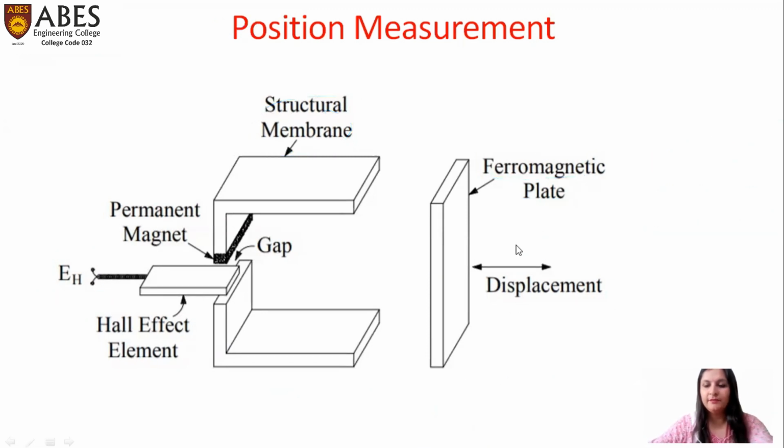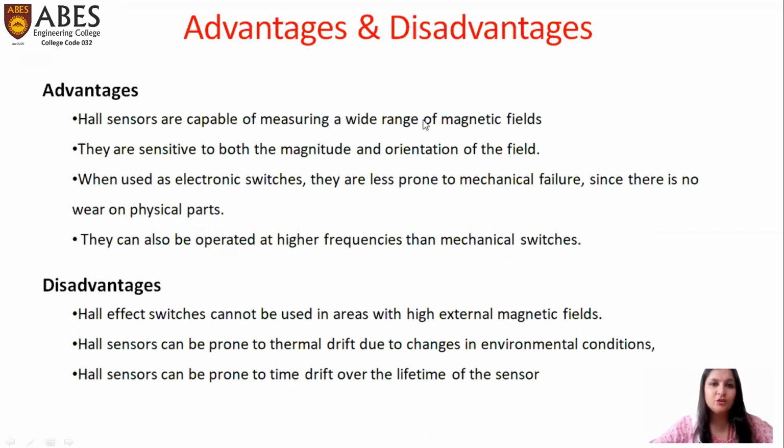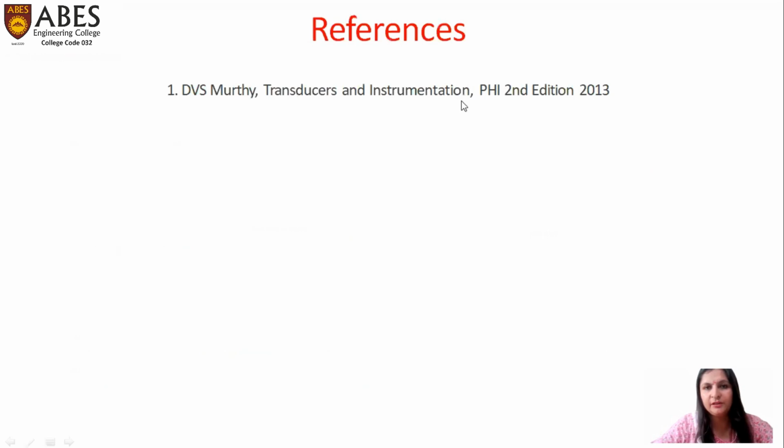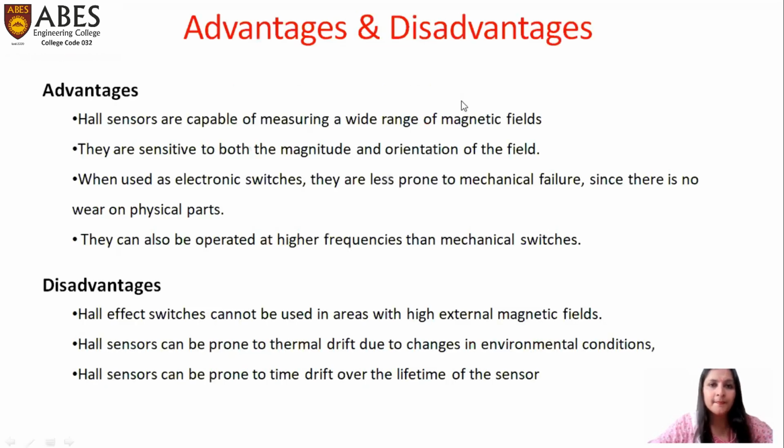Then we need to discuss the advantages and disadvantages. When we talk about the advantages, the Hall sensors are capable of measuring a wide range of magnetic fields. Like we can use different magnetic fields, and definitely the density and everything is dependent upon these magnetic fields only. Then the Hall effect sensors are sensitive to both the magnitude and the orientation of it. This is an important advantage. If we increase the magnitude and the orientation, we can have a better EMF produced, or we can say the potential difference created will be higher.